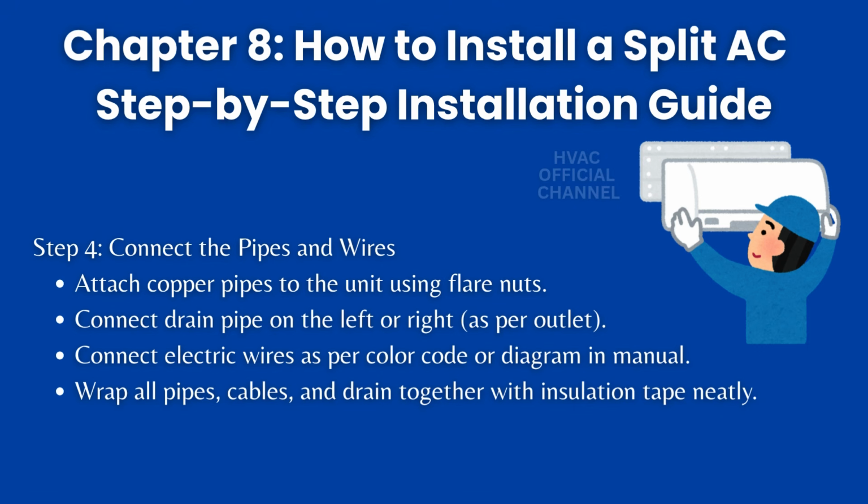Step 4. Connect the pipes and wires. Attach copper pipes to the unit using flare nuts. Connect drain pipe on the left or right, as per outlet. Connect electric wires as per color code or diagram in manual. Wrap all pipes, cables, and drain together with insulation tape neatly.